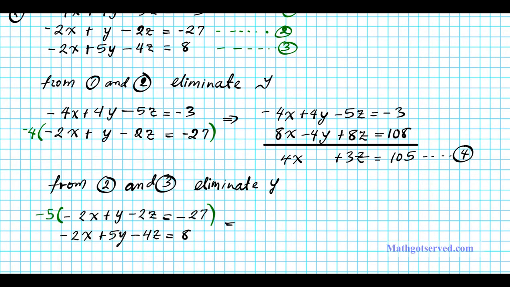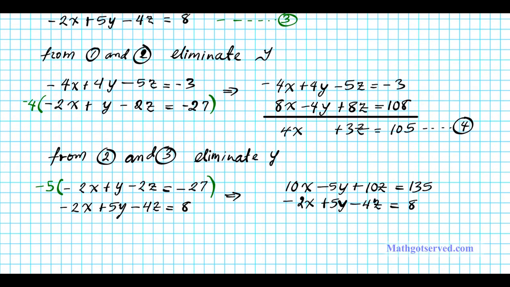All right, so let's distribute the negative 5 to equation 2, so that yields positive 10x minus 5y plus 10z equals positive 135. And then equation 3 stays the same, negative 2x plus 5y minus 4z equals 8. Now we have opposites with the y, so we can simply combine the two equations to eliminate y. So let's go ahead and do that.